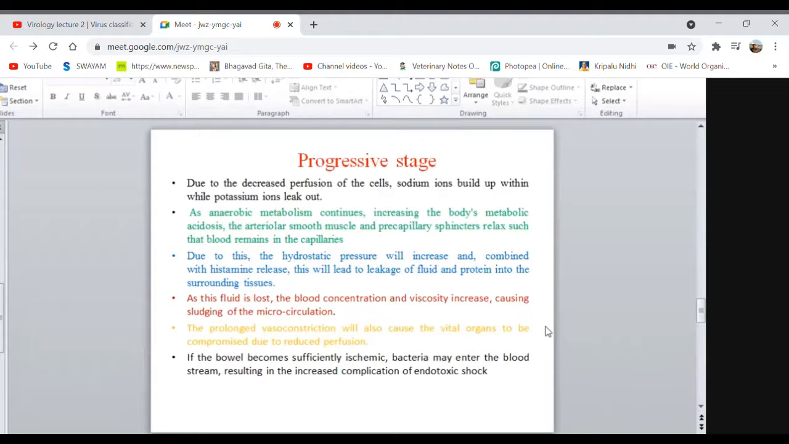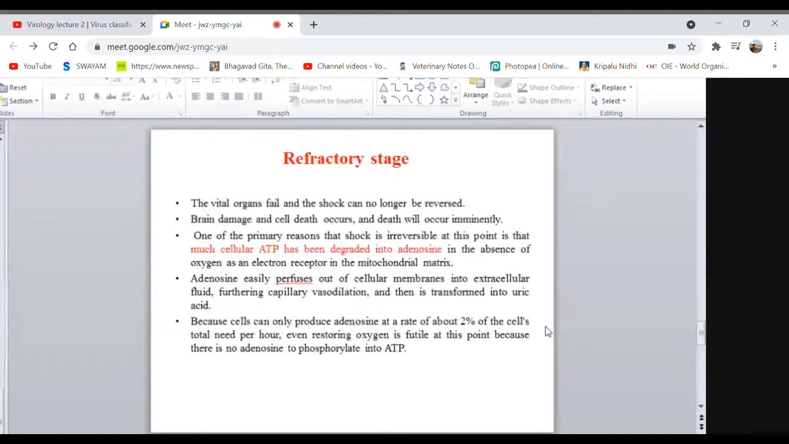So these are the different events that occur during the progressive phase of the shock. Now, coming to the refractory stage. The vital organs failure is there in this period. Then the brain damage, cell death occurs.